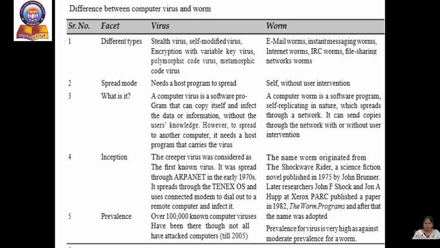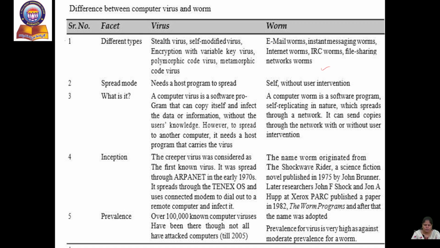There are different types of viruses, like a stealth virus, a self-modified virus, an encryption with a variable key virus, a polymorphic code virus which changes itself, and a metamorphic virus, which means it will be modifying itself again and again. And worms are like email worms, instant messaging worms, internet worms, IRC worms, and file sharing network worms. These are examples of the different types of worms.